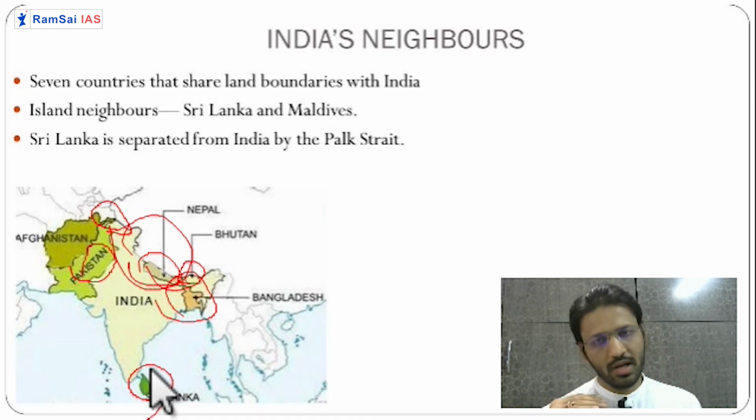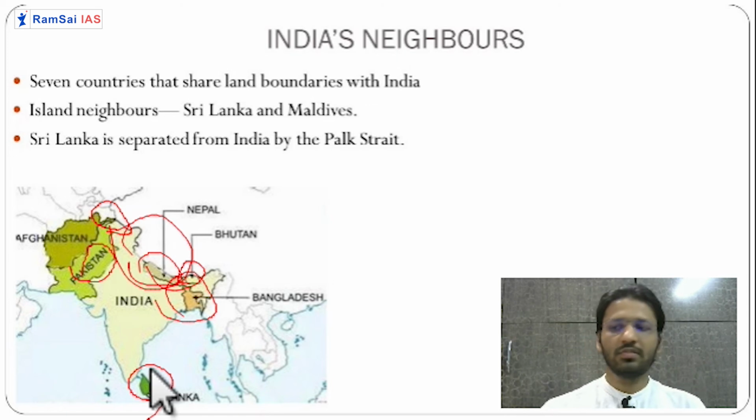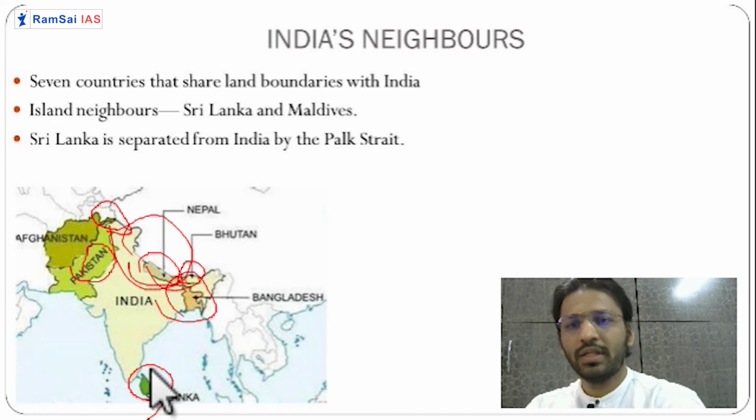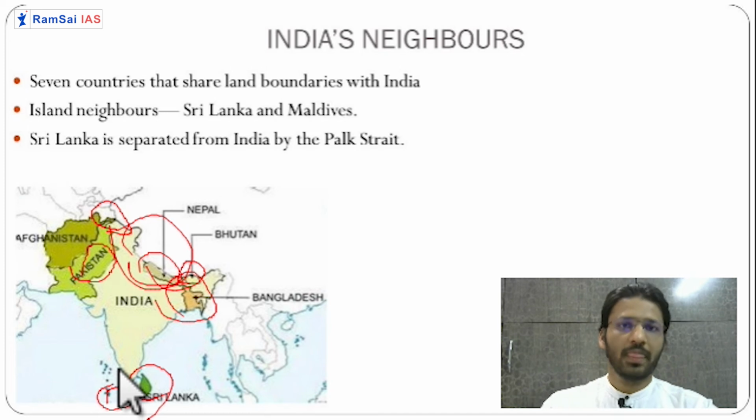So between Sri Lanka and India, we have this Adam's Bridge, and a small, very narrow lane of water is dividing India and Sri Lanka. It is known as Palk Strait. Maldives is also in the Indian Ocean. So here we have Maldives, one of the neighboring island nations of India. So these are India's neighbors.